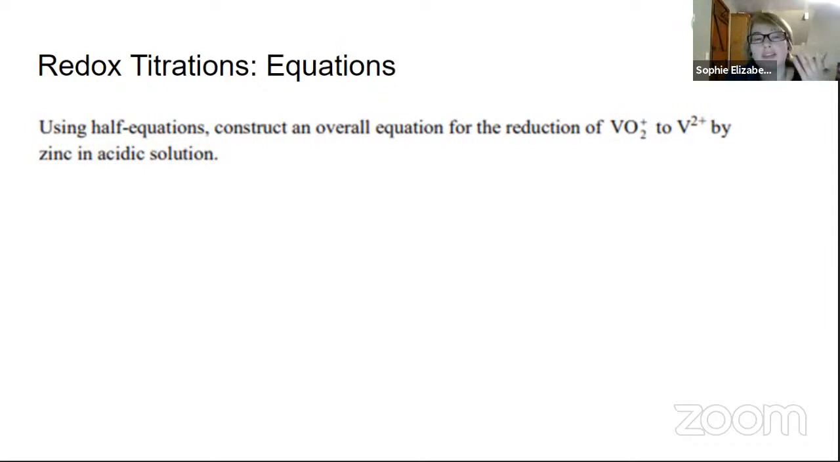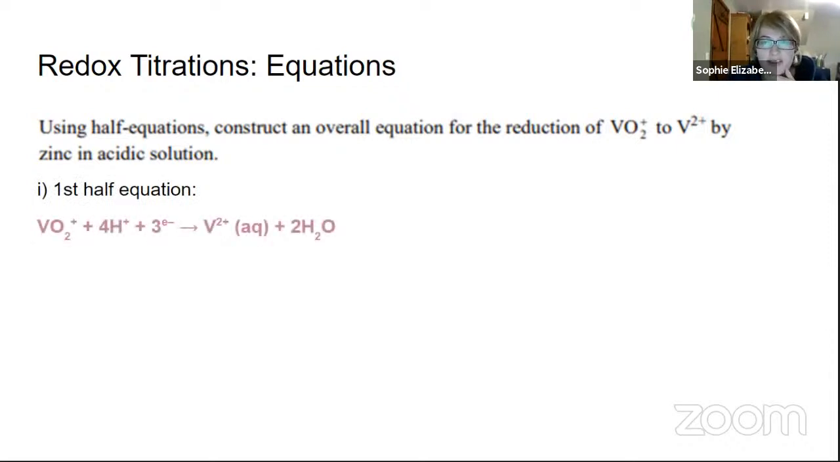As I said before, if it asks you to make an equation, or even if it doesn't, to be honest, make the equation, because I promise you it will help you. It will inevitably give you some marks, even if you're very, very stuck. So let's have a look at the equations for this.